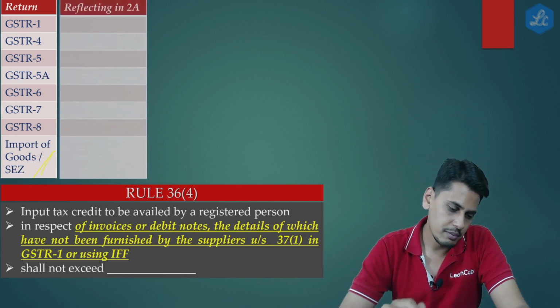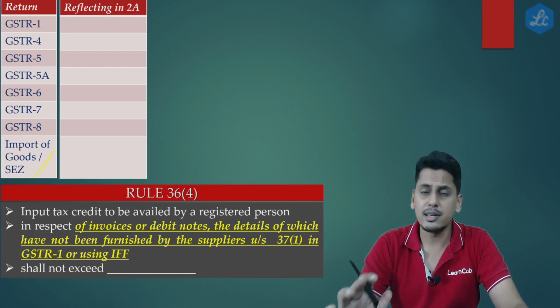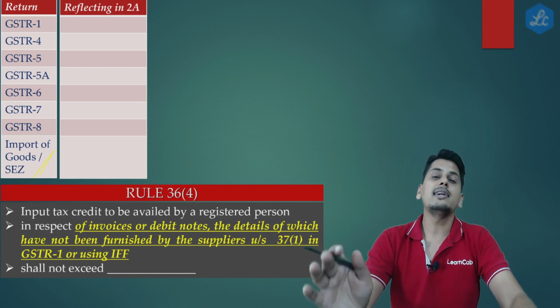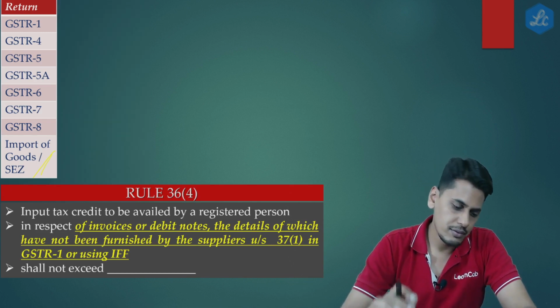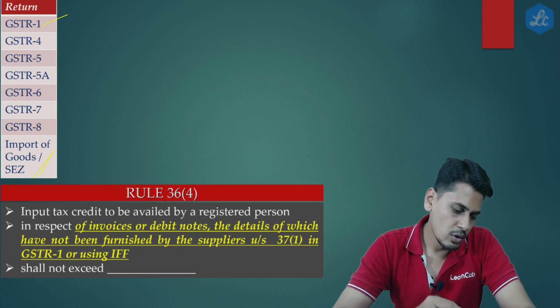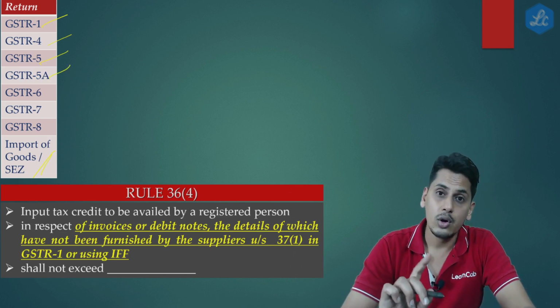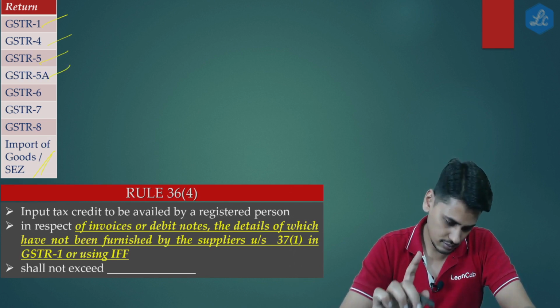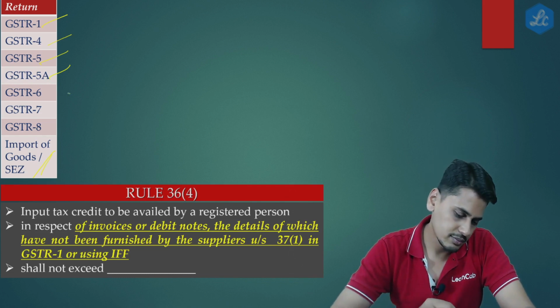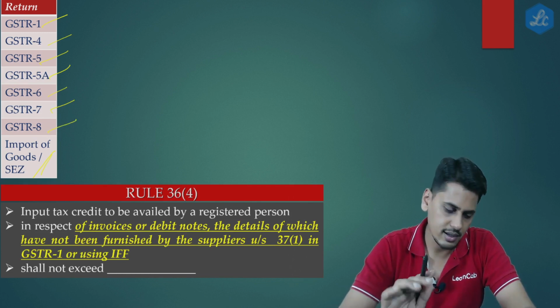Now friends, this is something new which we are learning now. The details of outward supplies, we already know this. Who files GSTR 1? A regular person. Who files GSTR 4? A composition taxable person. Who files GSTR 5? A non-resident taxable person. 5A, an OIDAR supplier who is supplying to a non-taxable online recipient. 6, input service distributor. 7, TDS return. 8, TCS return.